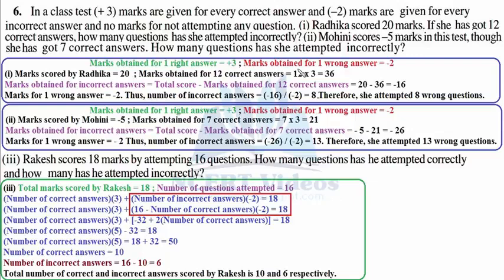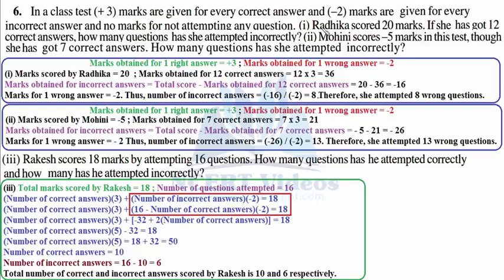Because everything provided to us is in terms of marks. So therefore, we got marks obtained for incorrect answers as minus 16. Marks for one wrong answer was minus 2. Therefore, we can get the number of incorrect answers by dividing the total wrong marks she got by the marks for one wrong answer. That is minus 16 divided by minus 2. So it is simple. 2 eights are 16, minus by minus is plus. Therefore, she attempted 8 wrong questions. So this was for your Radhika.